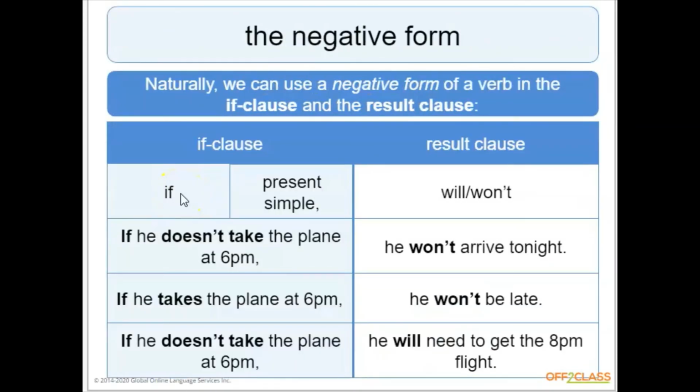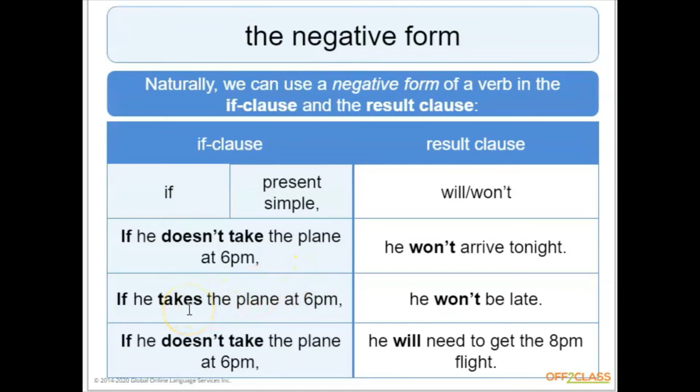Remember that there are also negative forms. Okay, so in both the if clause and the result clause, we can use the negative, right? So, for example, if he doesn't take the plane at 6 p.m., so we've got the present simple negative, third person singular. He won't arrive tonight. He will not. Contraction, he won't arrive tonight.